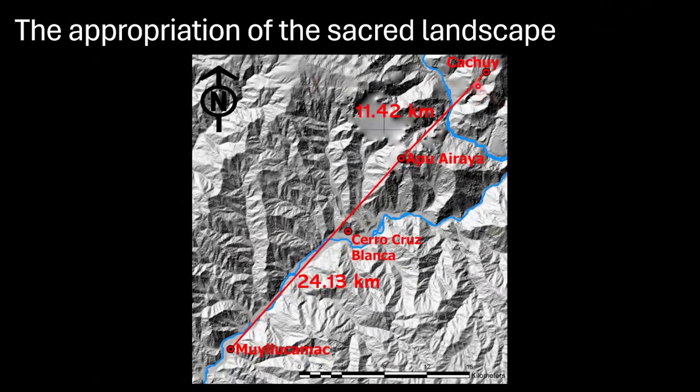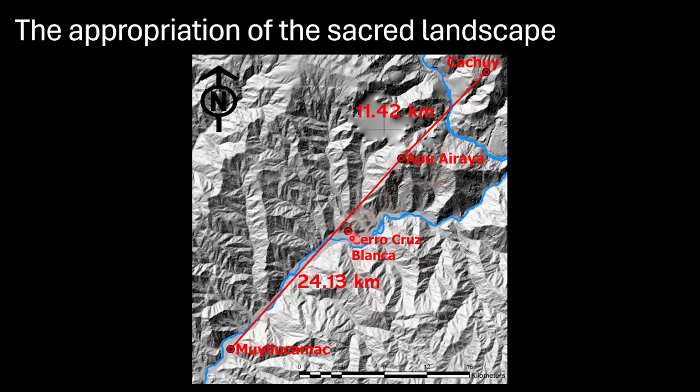Another thing I wanted to show you is that there's an interesting relationship regarding distances between Cachuy, Ayraya, and Muyuicamac. We can see that the distance between Apu Ayraya and Muyuicamac is double the distance between Cachuy and Apu Ayraya.